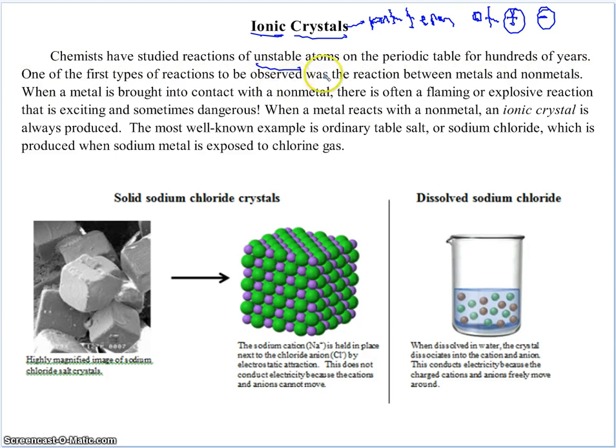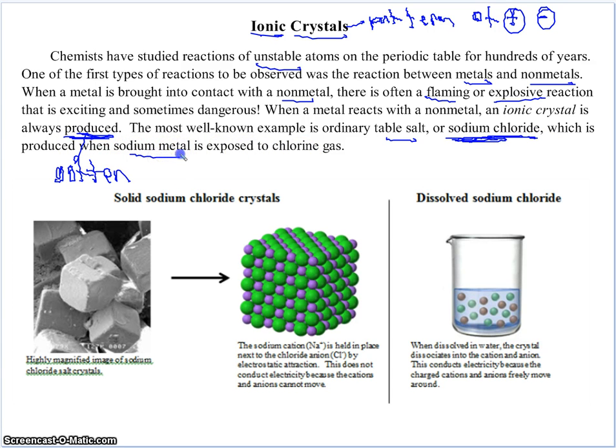One of the first types of reactions to be observed was the reaction between metals and nonmetals, which I guess is ionic. When a metal is brought into contact with a nonmetal, there's often a flaming or explosive reaction. Ooh. That is exciting and sometimes dangerous, probably always. When a metal reacts with a nonmetal, an ionic crystal is always produced. So produced means gotten. The most well-known example is ordinary table salt or sodium chloride, which is produced when sodium metal is exposed to chlorine gas.